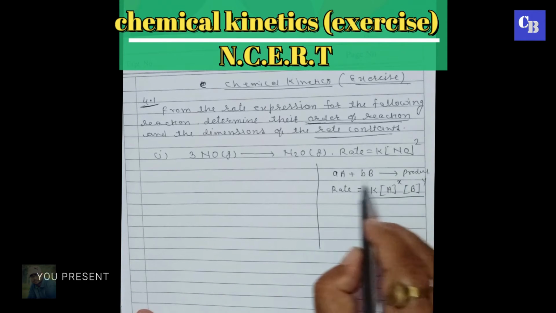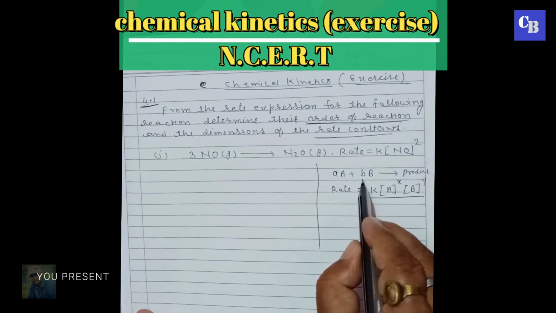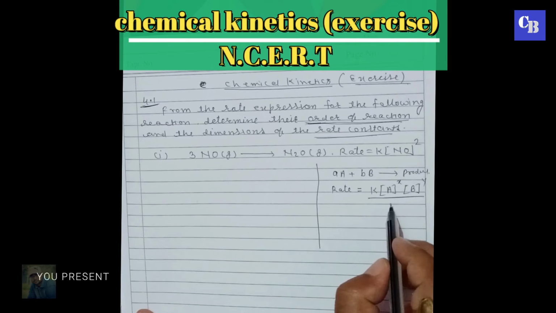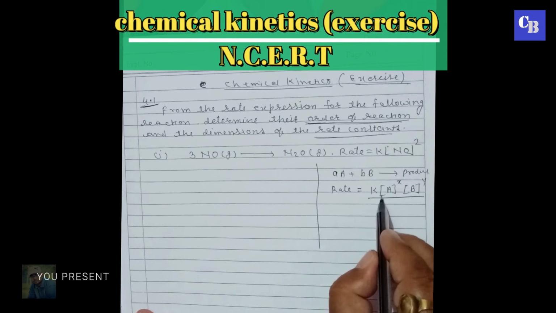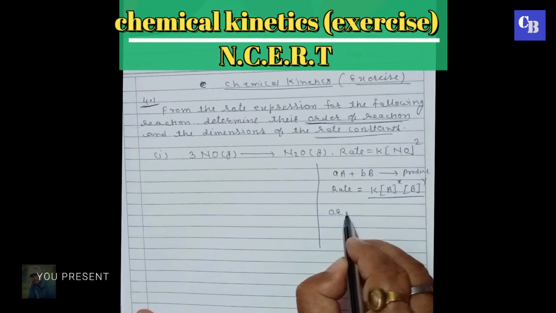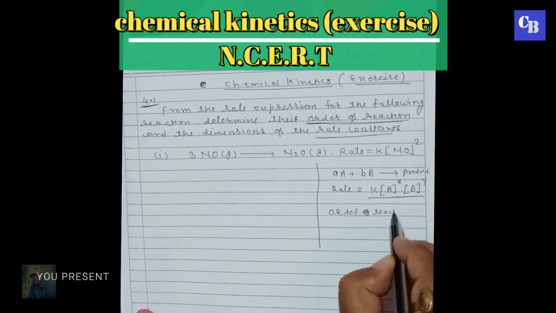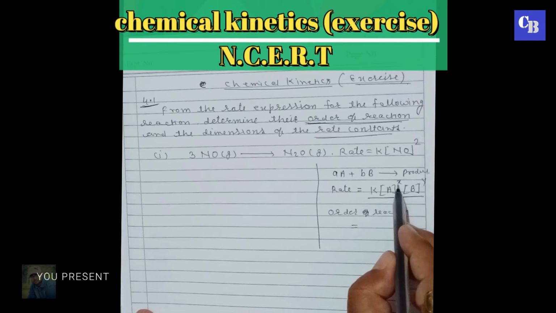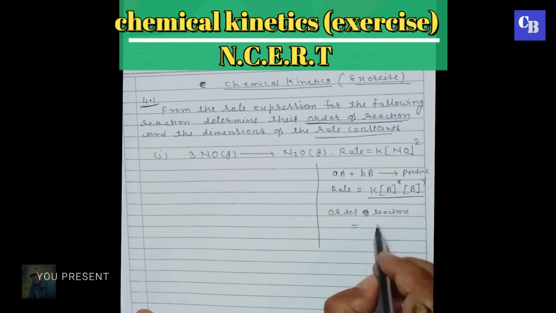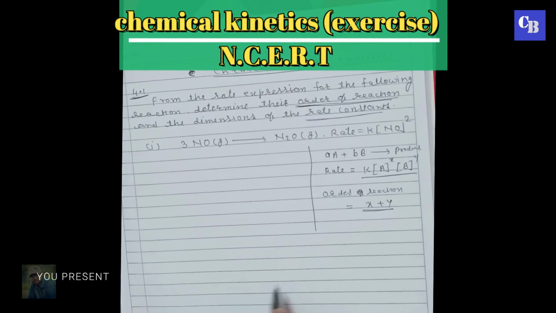x, y may be equal to a and b or maybe not. For this, you have to find the order of reaction for this equation by adding the exponents of the concentrations, x plus y. This is the order of reaction.